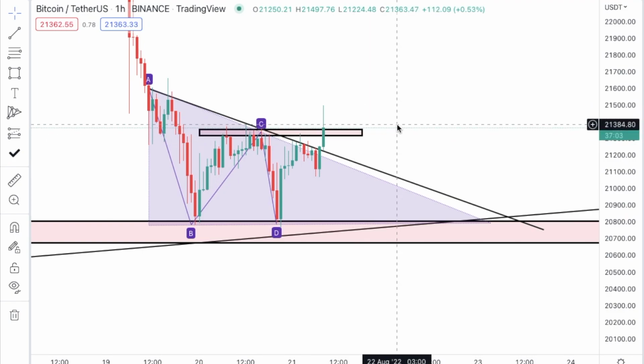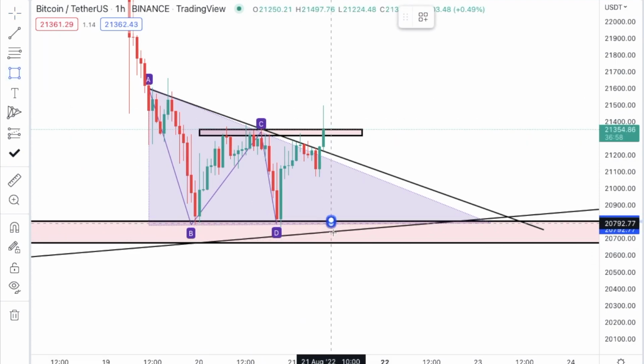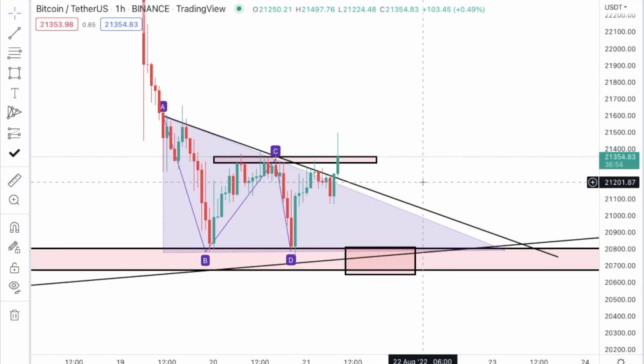Even though it's a little bit more bearish, we still need to keep in mind we need to see a clear break. So if this breaks towards the downside, then we're going to look for the breakout retest to get into ourselves. And of course, the same thing.